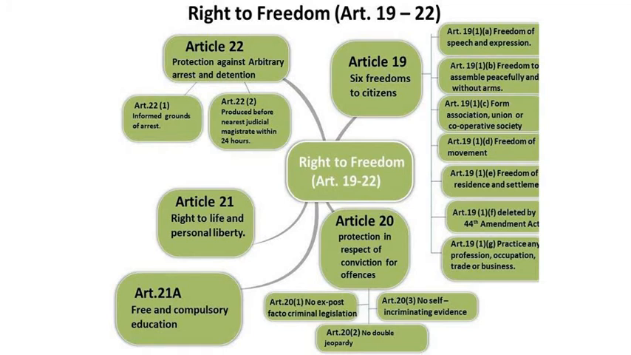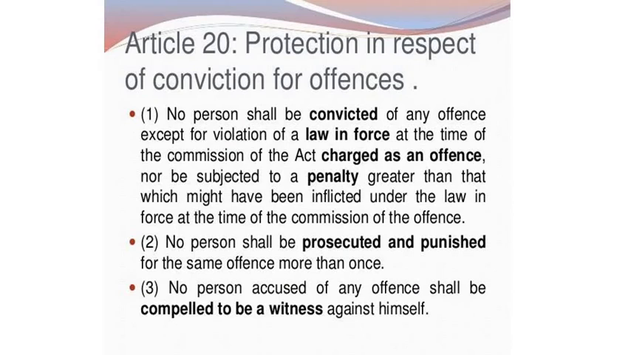We will learn one by one, starting with Article 20, protection in respect of conviction for offence. That means if you are getting arrested, then you have some provisions, some protection in respect of conviction for an offence if you have done any mistake. No person shall be convicted of any offence except for the violation of a law in force at the time of the commission of the act charged as an offence, nor be subjected to a penalty greater than that which might have been inflicted under the law in force at the time of commission of the offence.